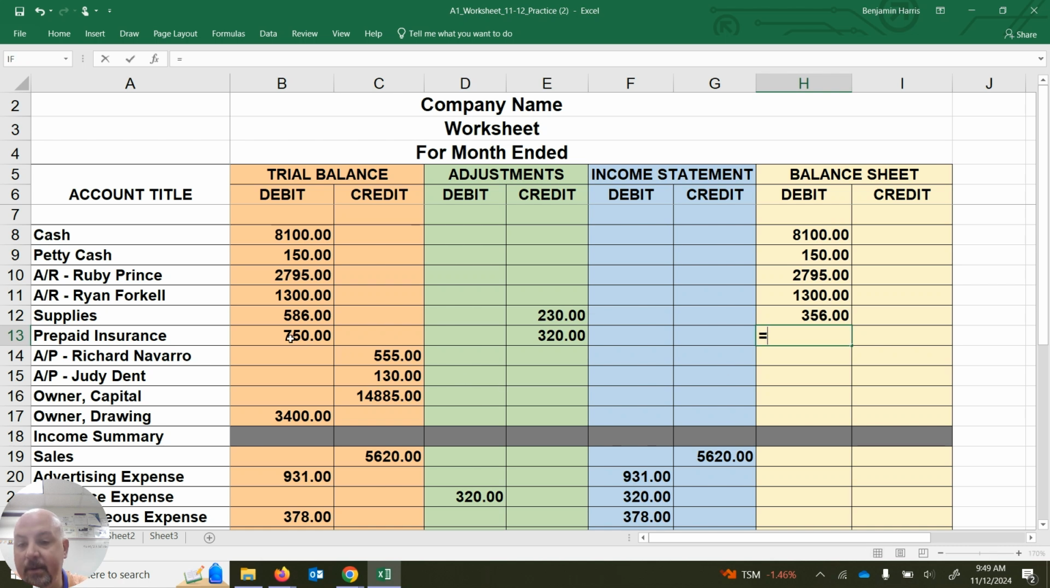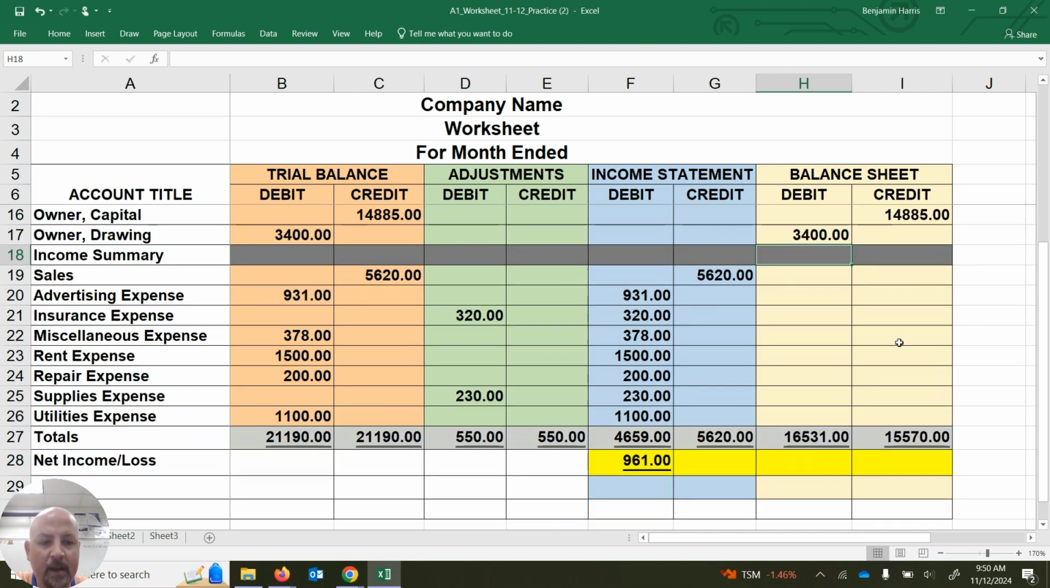We're going to do the same thing here. We had $750 worth of prepaid insurance. We're going to subtract $320 worth, and we're left with $430. I'm going to bring the payables over here, put those in the credit column. Capital is a credit amount, just like it is in the trial balance, and we got our drawing here, which is a debit amount, just like the trial balance, and we're good.